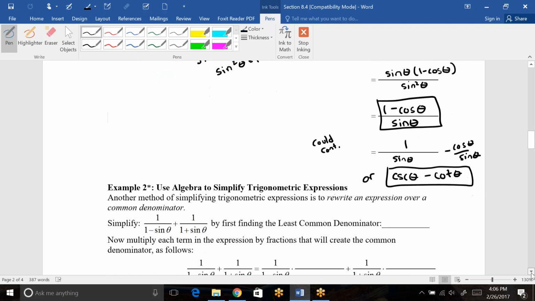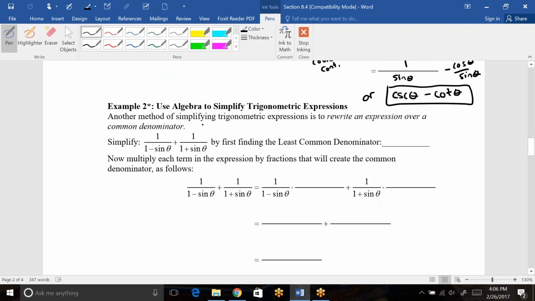Okay, so for example 2, it says use algebra to simplify the trigonometric expression. We could rewrite an expression over a common denominator. So if we wanted to get a common denominator for this statement right here, we would need to think, okay, they're different because one's a plus and one's a minus, so we would need both of these to be part of our common denominator. All right, so we multiply by what's missing, so this side's missing the 1 plus sine theta. Whatever you do to the bottom, you must do to the top. This one's missing the 1 minus sine theta.